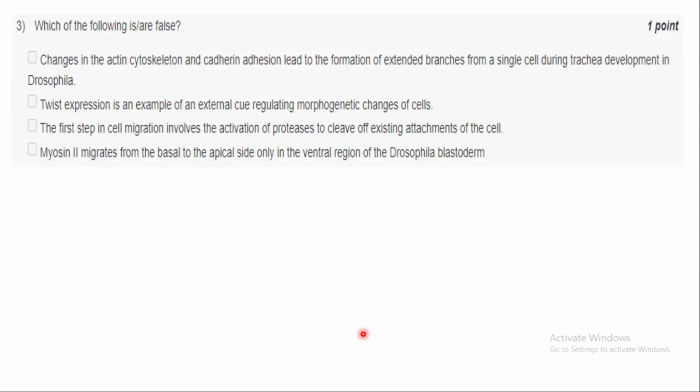Moving on to the next question, number 3. Which of the following is false? Let me remind you that there can be more than one statement which is the answer to this question. Which of these is a false statement? Option A: changes in actin cytoskeleton and cadherin adhesion lead to formation of extended branches from a single cell during trachea development in Drosophila.